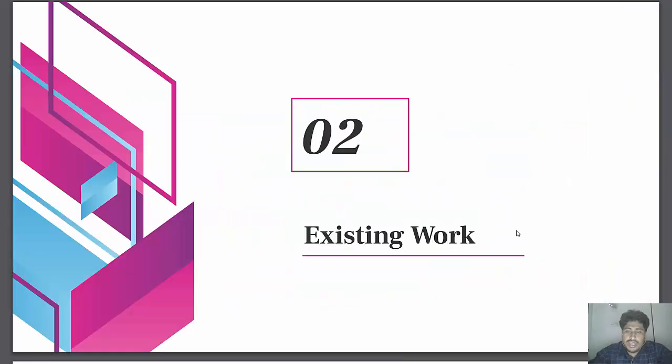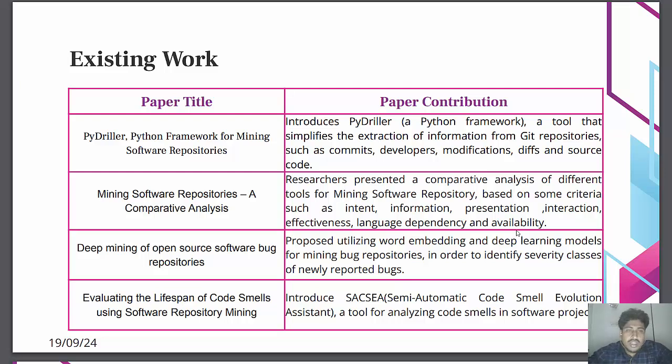Next, let's go through the existing work. There is a lot of existing work. We found some papers, like PyDriller. It is a Python framework for mining software repositories, and the contribution of this paper is that it introduced a tool called PyDriller. The tool simplifies the extraction of information from Git repositories such as commits, developers, modifications, diffs, and source codes.